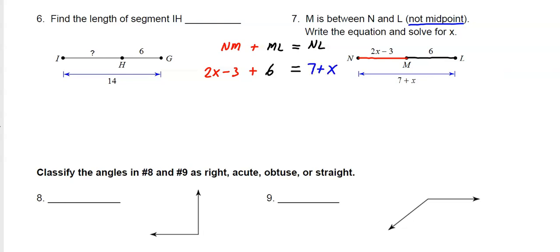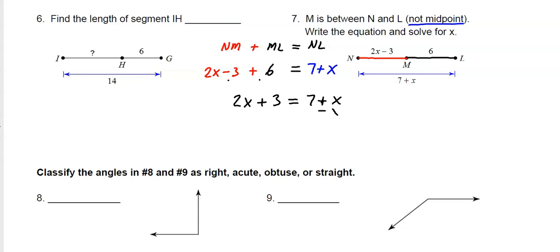Well, now we got some algebra to do. We got to gather up some like terms. So over here on the left, I have to combine this negative 3 and that positive 6. So 2x plus 3 equals 7 plus x. Well, both sides are tightened up.